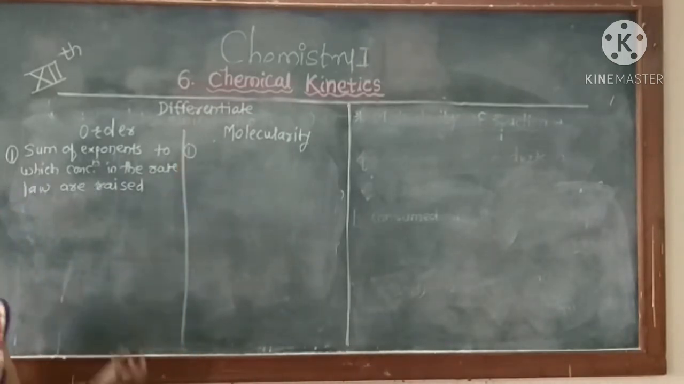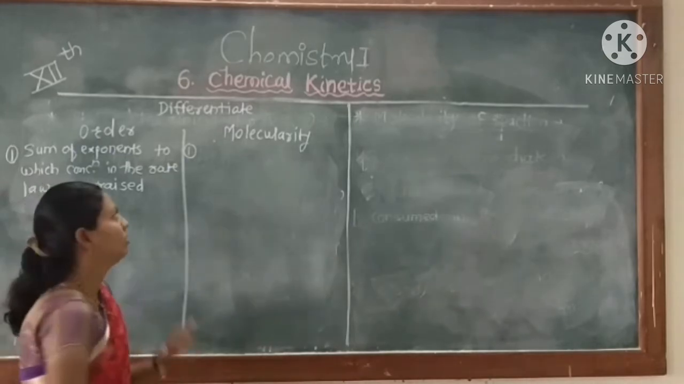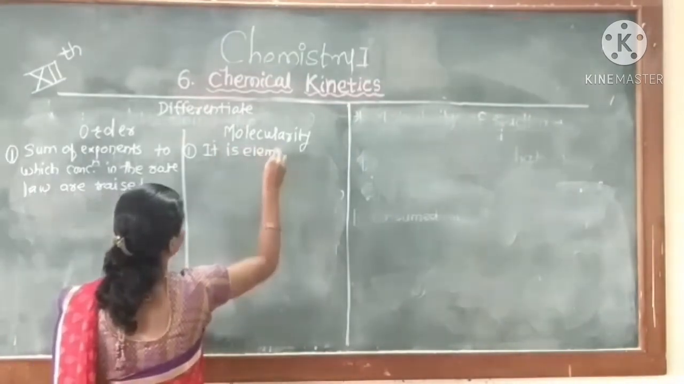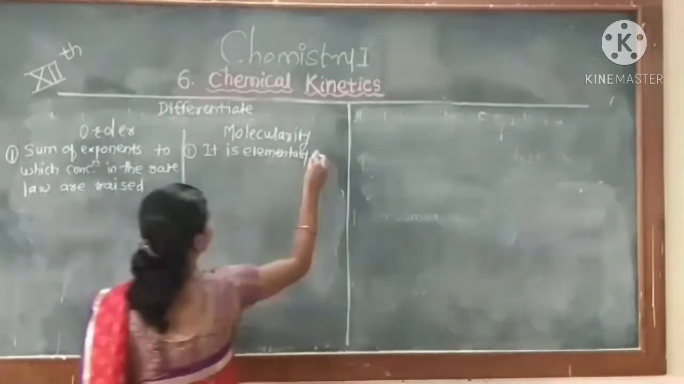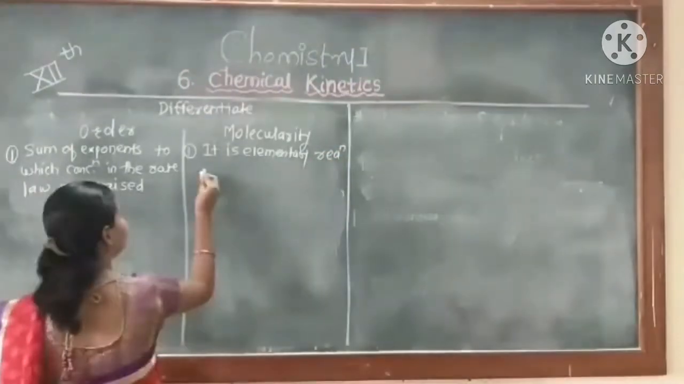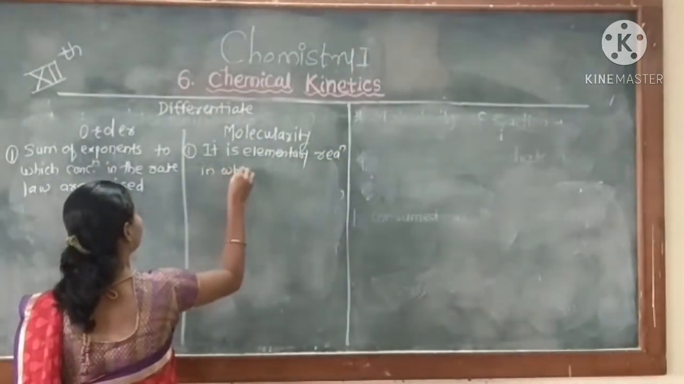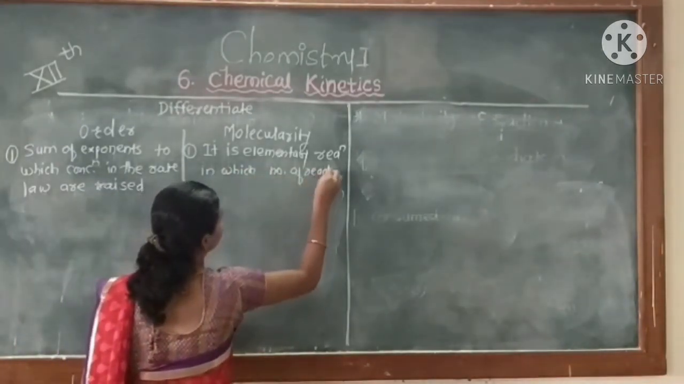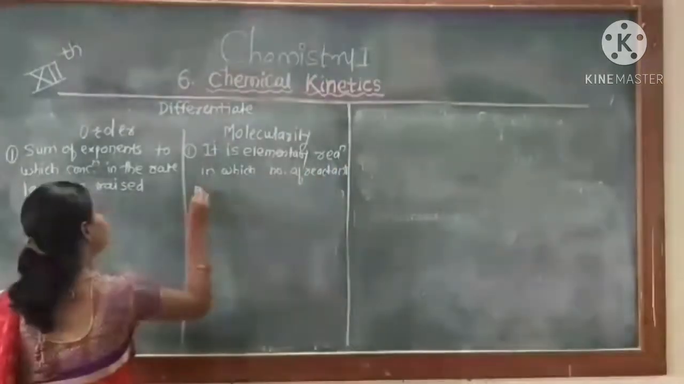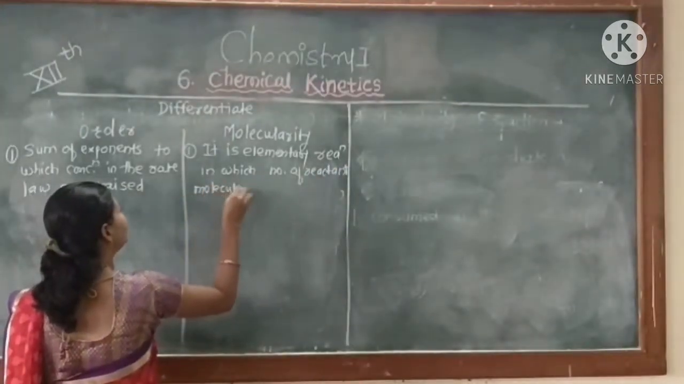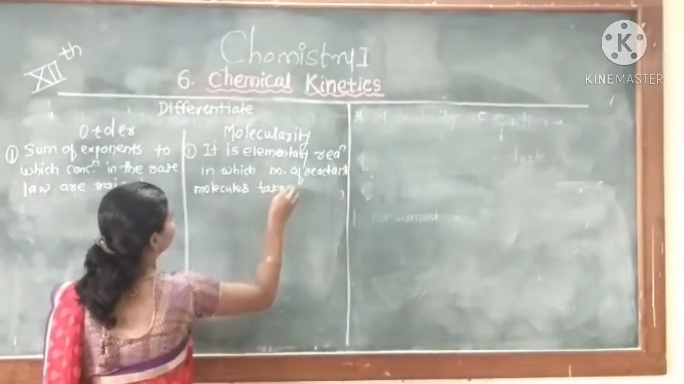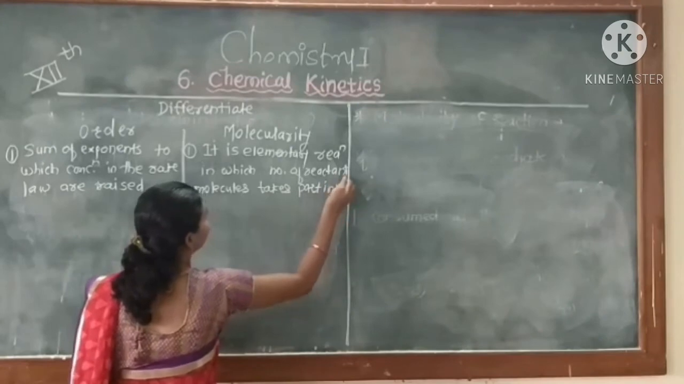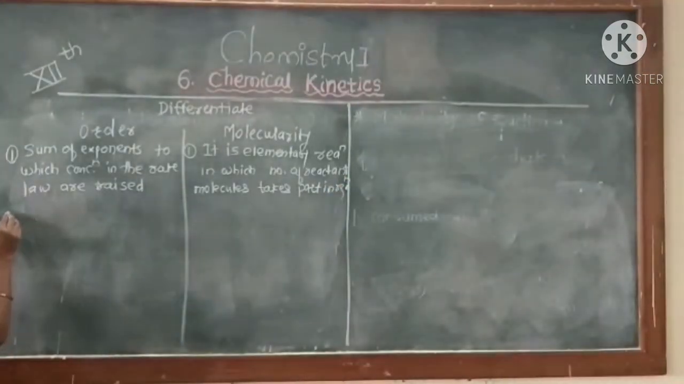Molecularity is the number of reactant molecules taking part in the chemical reaction. It is an elementary reaction in which the number of reactant molecules takes part in the reaction. This is the first point of difference.